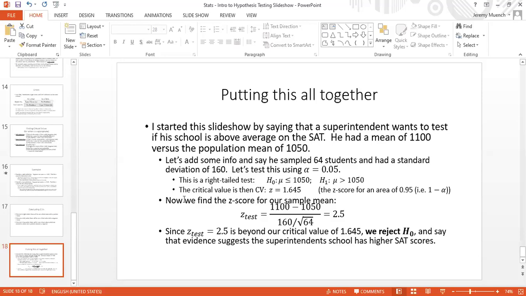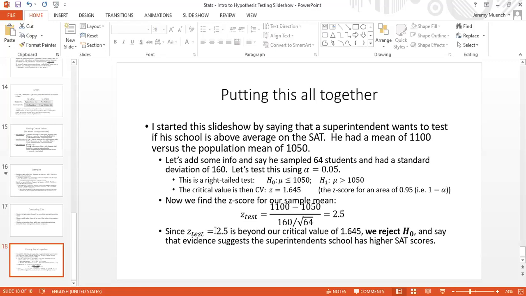So what we're going to do now is find the z-score for our sample mean, and compare that to the critical value. The z-score is the sample mean minus the assumed population mean, the null hypothesis mean, over the standard deviation divided by root n. This is just your central limit theorem z-score. No surprises here. This is going to work out to 2.5. Feel free to check my math, but it's 2.5.